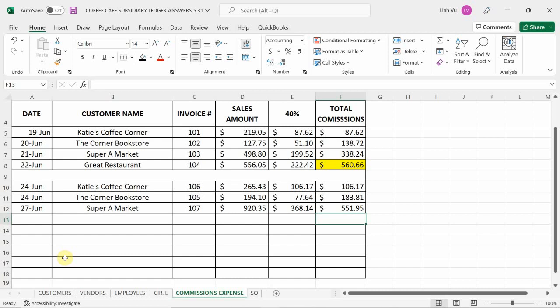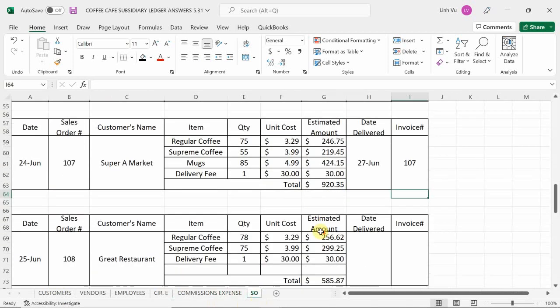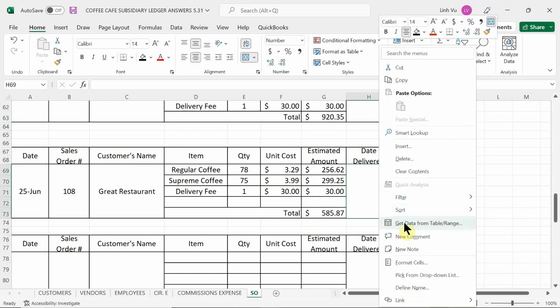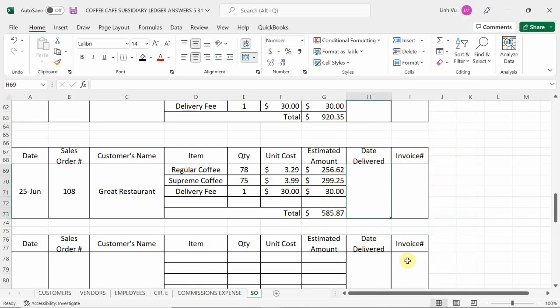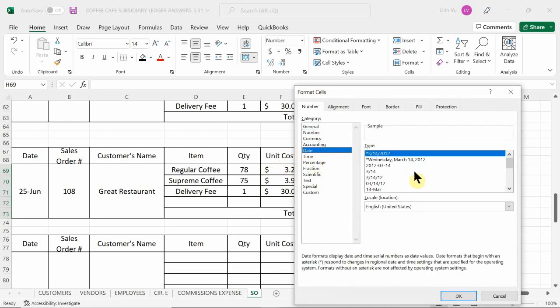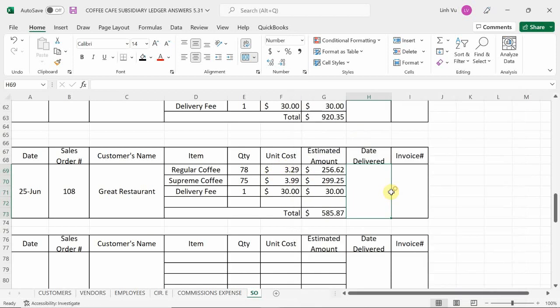And then I always mark the sales order first because I always forget. Okay, sales order first. Yeah. It's the 27th. Invoice number is 108.